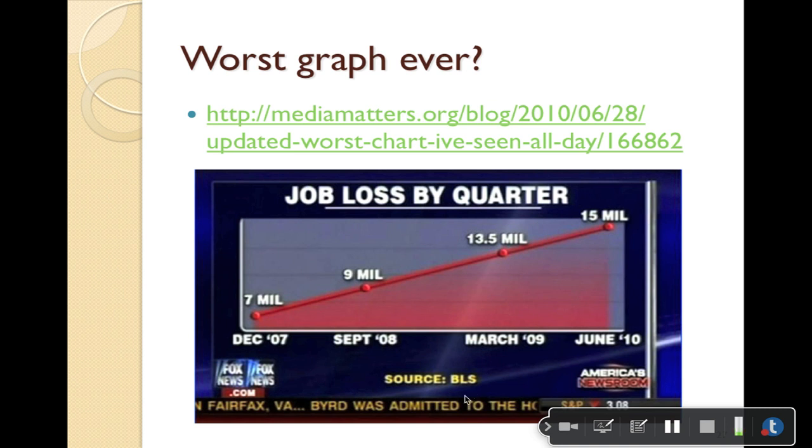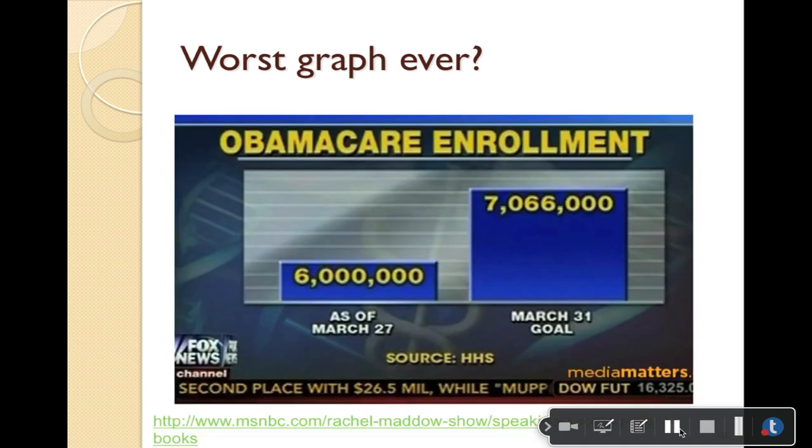So the unemployment data comes from the Bureau of Labor Statistics. You can check it on the census data. They update it every month. So there's really no excuse to have this misrepresentation of data presented in this inaccurate kind of manner here.